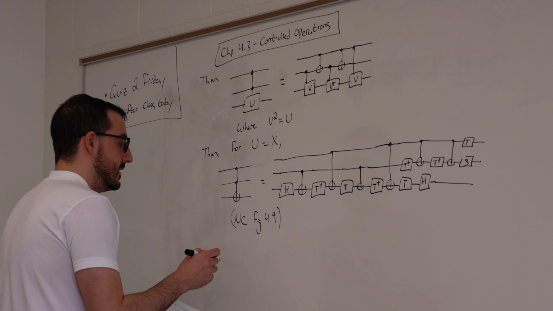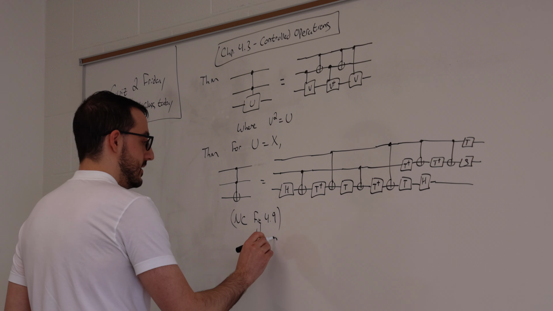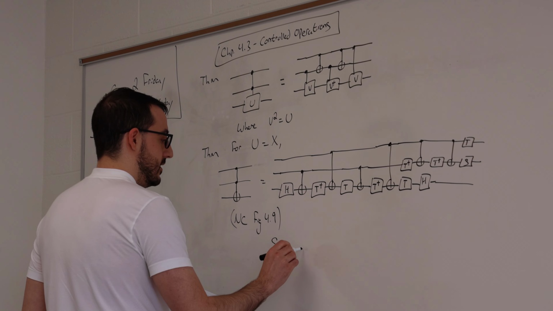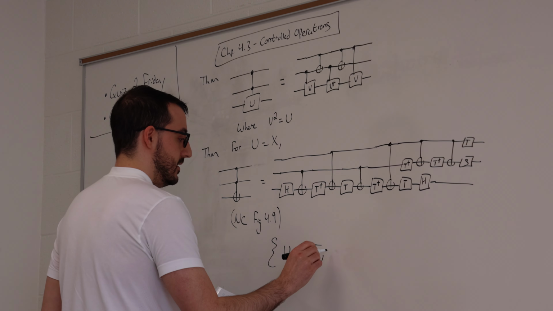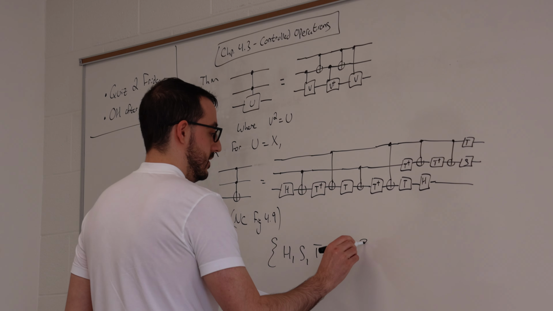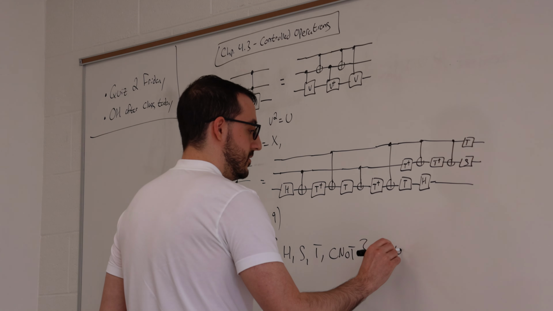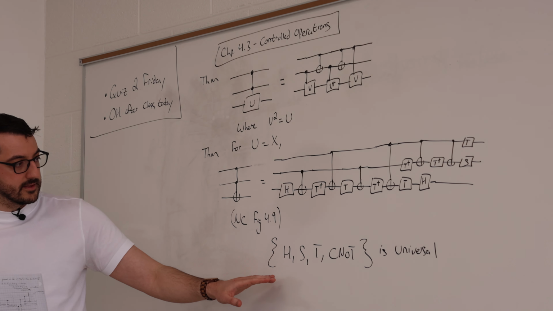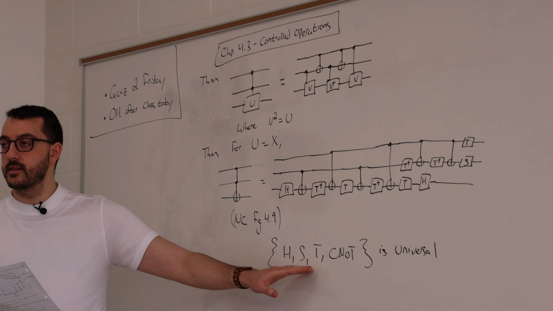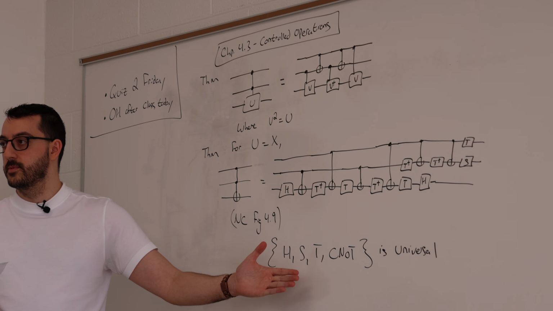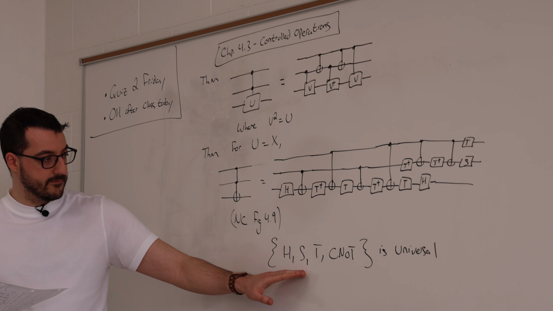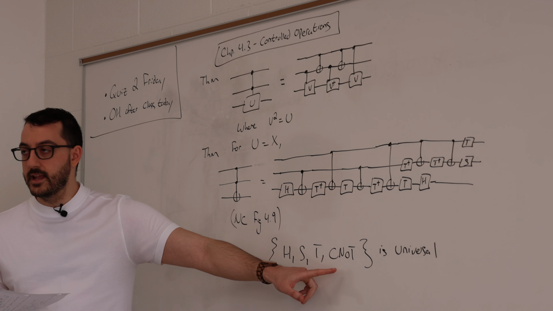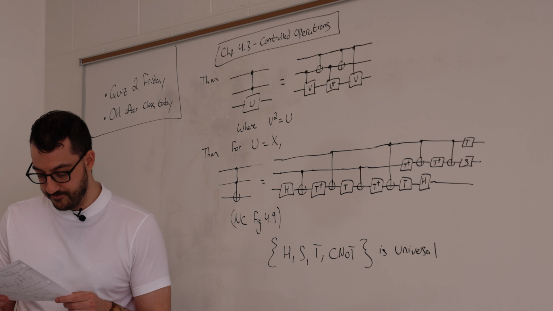So another reason why this is important for us is that this gate set, Hadamard, phase, T, and C naught, we will show is universal for quantum computing. And when we write the gate set like this, it's assumed that I could do these operations on any qubit that I want to. So Hadamard, phase, and T on any qubit, and then C naught on any pair of qubits in the circuit.